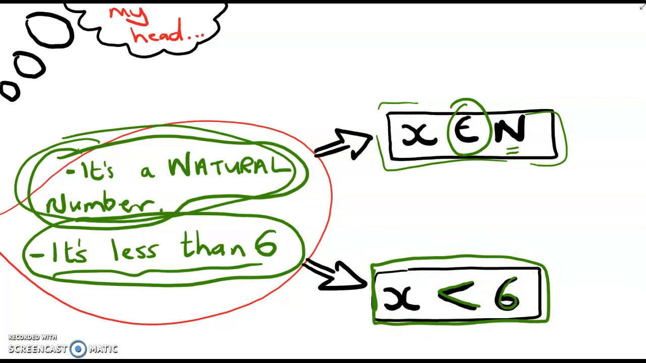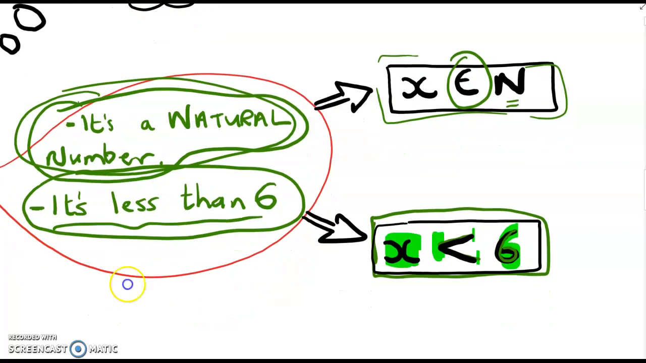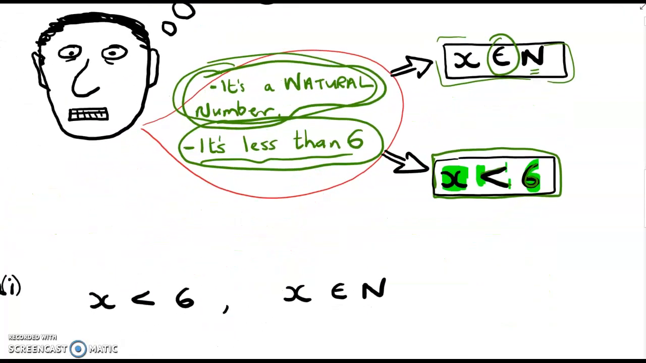Now how do I know that that's the less than sign? Because the small part of the sign is pointing to the x. So that means that x is smaller than 6. See, the big part is pointing at 6. So that's why I say x is less than 6. Right, so that's it written again.